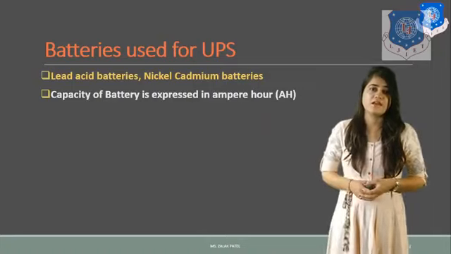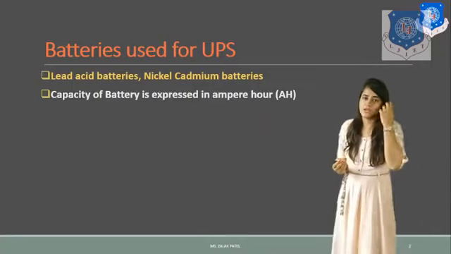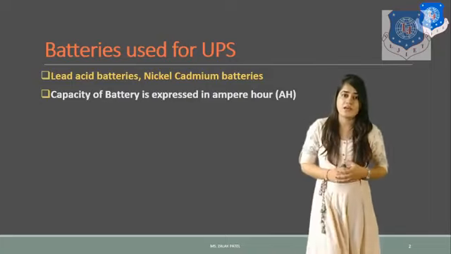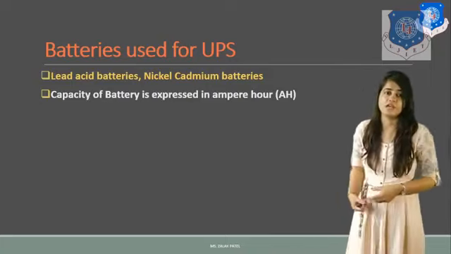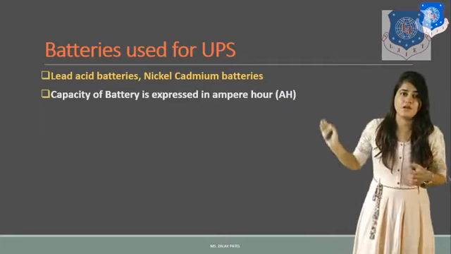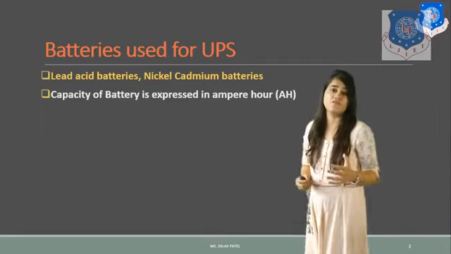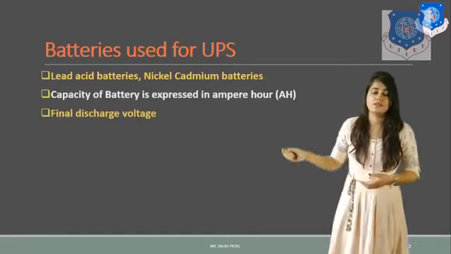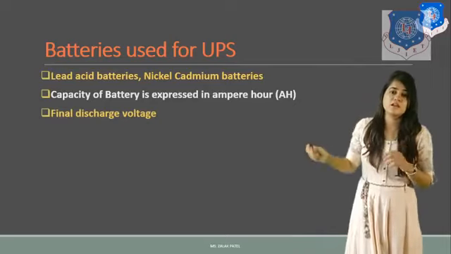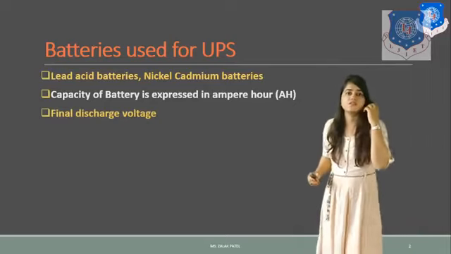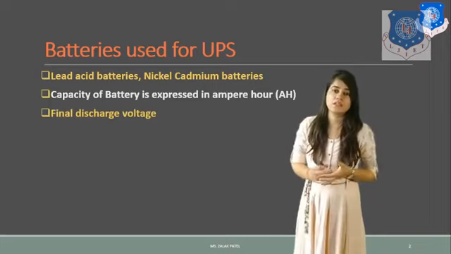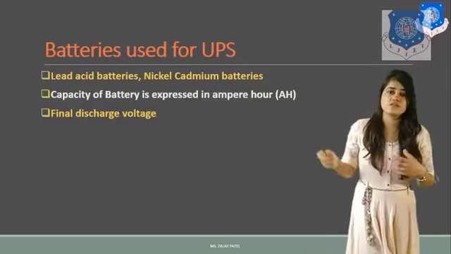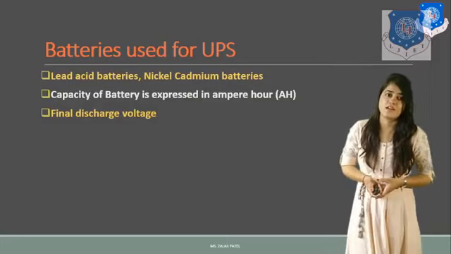The capacity of batteries is expressed in ampere hour, meaning the multiplication of its current handling capability with the time requirement. We will see different examples for calculating the ampere hour efficiency of a battery that can be used for this UPS. It also depends on the final discharge voltage. Final discharge voltage can also be calculated using the current requirement of the battery. If the final discharge voltage is more, then the battery life is very less.